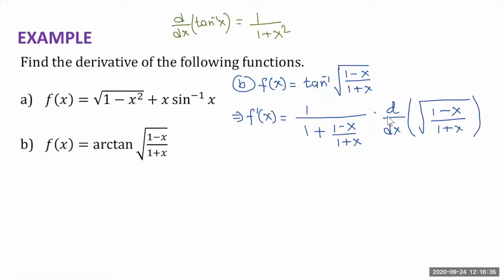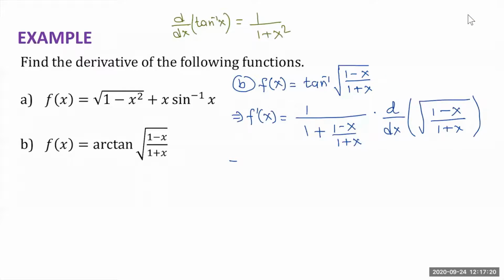So in the first step, we use the chain rule. We have the derivative of the outside function, that is tangent inverse, which is 1 over 1 plus x squared. 1 plus x squared is the square of this quantity. When you square it, the square root will go away. And then you multiply by the derivative of the inside function. Here the inside function is the square root of 1 minus x over 1 plus x. That is the first step.